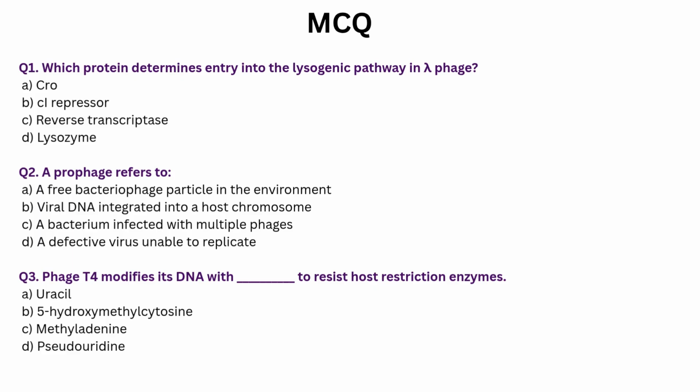Multiple choice questions. Number 1. Which protein determines entry into the lysogenic pathway in lambda phage? Number 2. A prophage refers to. Number 3. Phage T4 modifies its DNA with blank to resist host restriction enzymes.